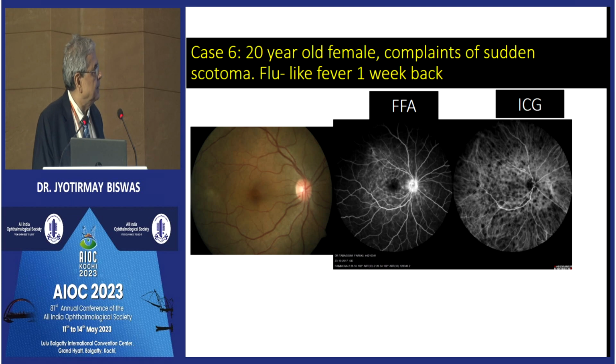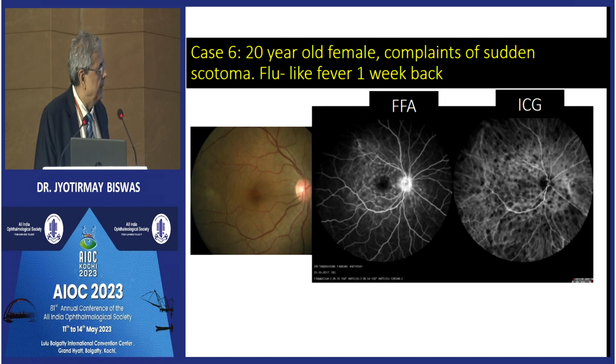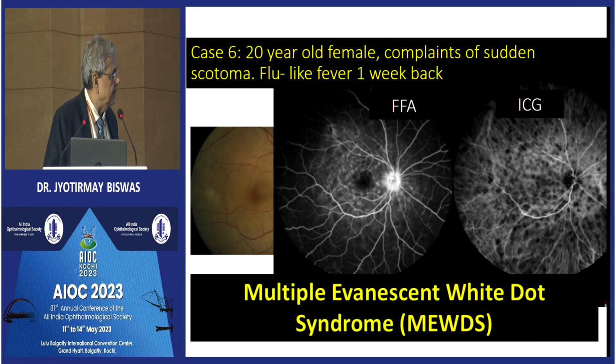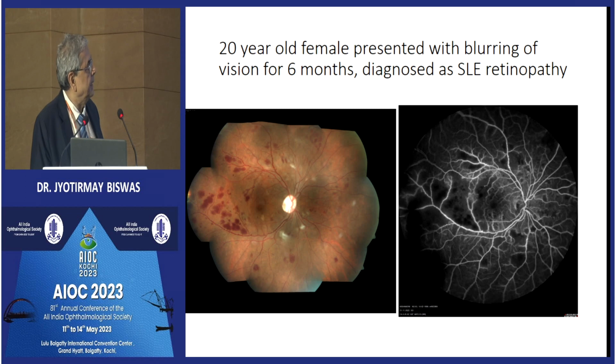Another situation where you need a fundus fluorescein angiogram is multiple evanescent white dot syndrome. This is a 20-year-old female with complaint of sudden scotoma and flu-like fever 1 week back. If you do a fundus fluorescein angiogram, you see a wreath of hyperfluorescence around the fovea. And of course, ICG can show the hypofluorescent lesions. So multiple evanescent white dot syndrome is the diagnosis. Fundus picture may not show these subtle spots of white dot syndromes. In a case of SLE, fundus fluorescein angiogram is required.